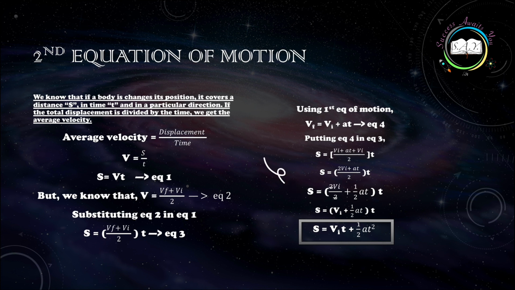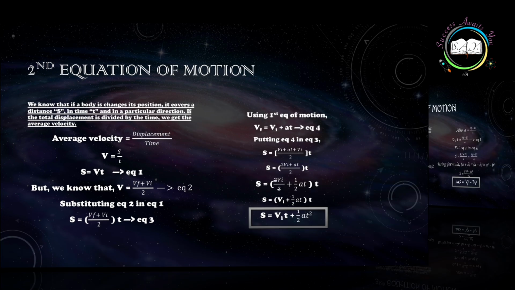Now break the LCM, and then the equation becomes s equals 2vi upon 2 plus half a t, multiplied by t. The 2 will be cancelled since there is one multiplying and the other one is dividing. In the end, the equation will be multiplied by t, and the equation will become s equals vit plus half a t square, which is our required second equation of motion.